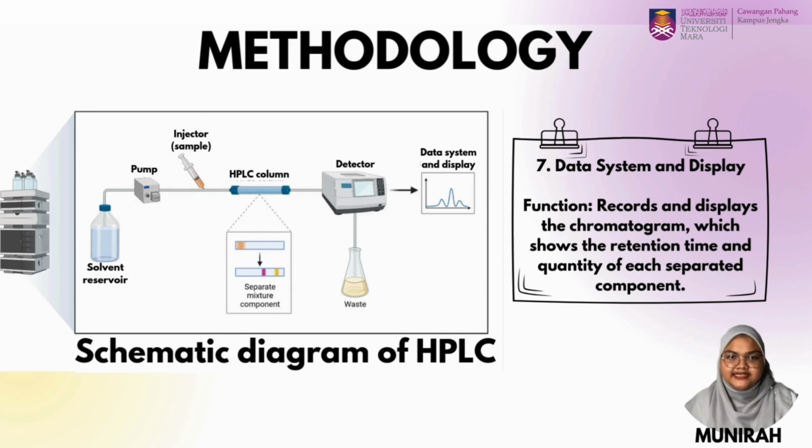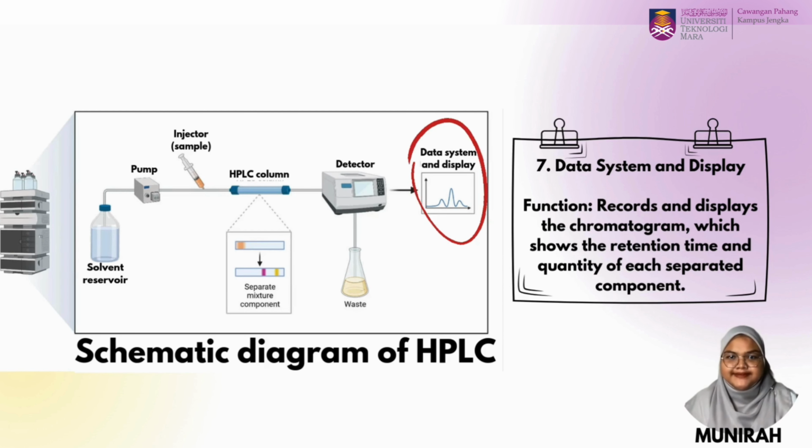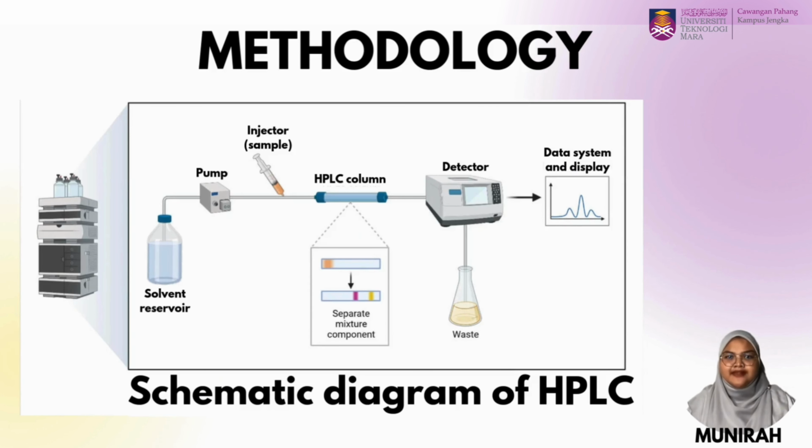Finally, the data system and display will display the result in the form of a chromatogram, where we can observe the retention time and the concentration of each separated component. The chromatogram gives us a visualized presentation of the separation process. In short, HPLC operates by pushing a liquid mobile phase through a column where the sample is separated into its components, and these components are then detected and displayed as a chromatogram.